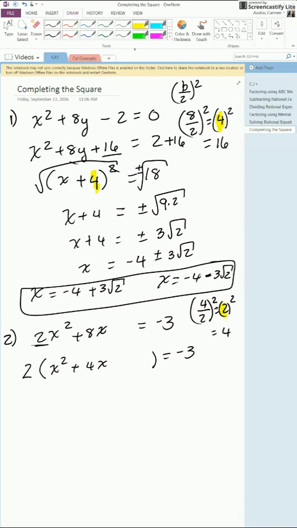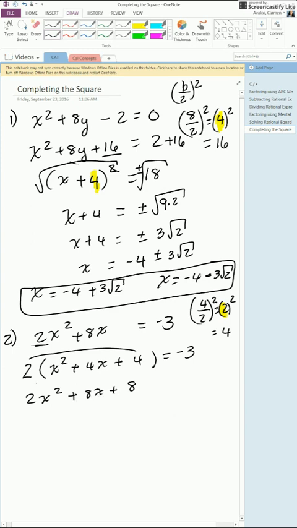And what you're going to do when you have this here, you're going to put in a plus 4 in here. Now the question is, did I really add a 4 in there? And the answer is actually no. Because when you distribute, you're going to get 2x squared plus 8x plus 8. So in the left-hand side, even though we put a 4 in there, what we really put in was an 8, not a 4. So if I put an 8 on the left-hand side, I have to put an 8 on the right-hand side. So that's where you have to be careful.